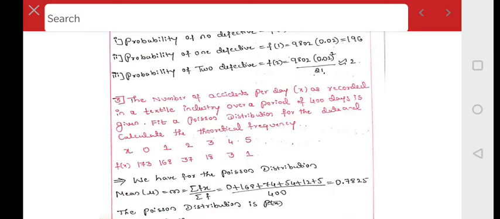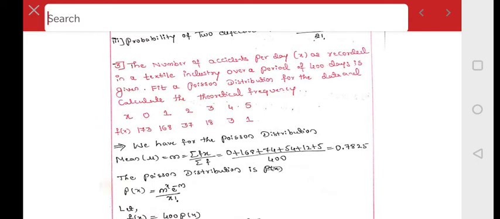Now, the third example. The number of accidents per day, which we take as the variable x, as recorded in a textile industry over a period of 400 days, is given. Fit a Poisson distribution for the data and calculate the theoretical frequency. The x values are 0, 1, 2, 3, 4, 5, and the corresponding f of x values are, for 0 it is 173, for 1 it is 168, for 2 it is 37, for 3 it is 18, for 4 it is 3, for 5 it is 1.